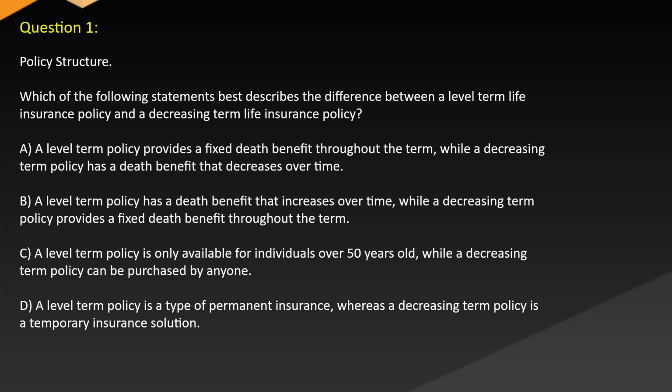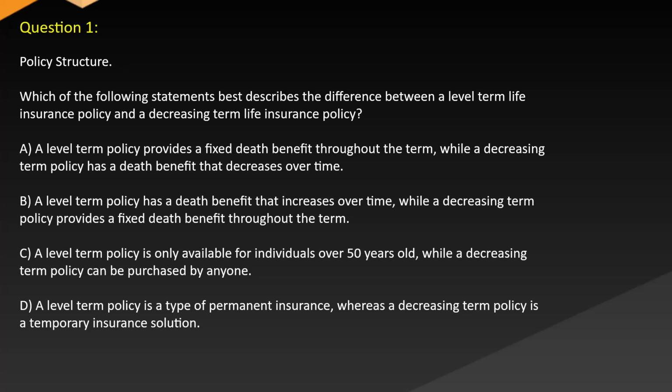Question 1. Policy structure. Which of the following statements best describes the difference between a level term life insurance policy and a decreasing term life insurance policy? A. A level term policy provides a fixed death benefit throughout the term, while a decreasing term policy has a death benefit that decreases over time.